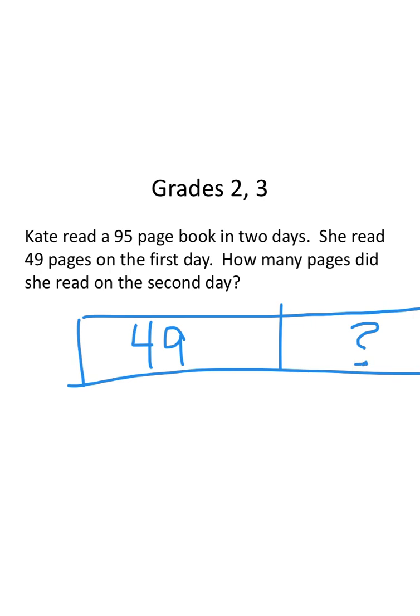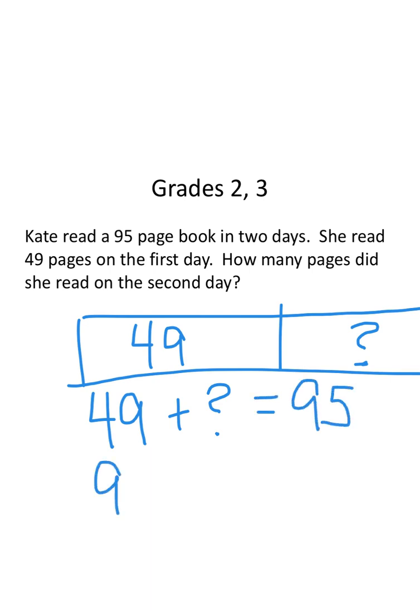We don't know how many the second day, but we know that 49 plus something equals 95, or 95 minus 49 equals something. Well, I can add 1 in my head to get to 50. I'm going to do a number line in my head. Plus 45. So I know that she read 46 pages on the second day.